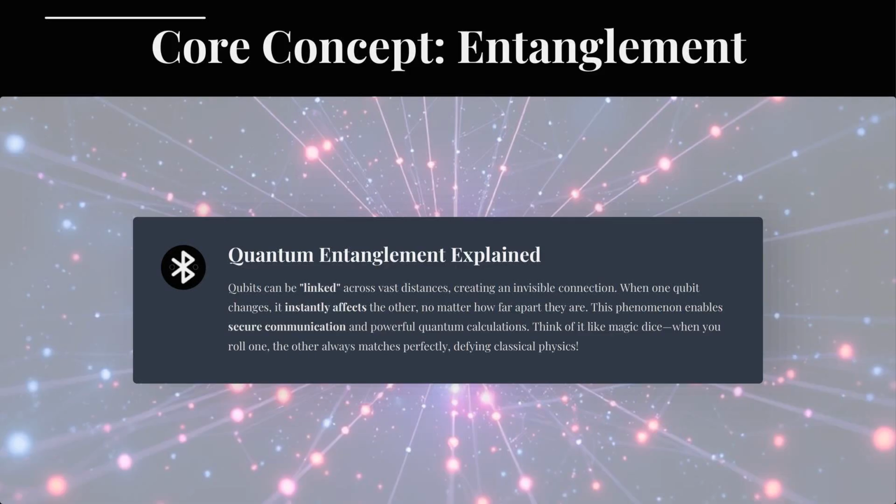Quantum entanglement is one of the most fascinating aspects of quantum mechanics. When qubits become entangled, they form a connection that transcends physical distance. This isn't science fiction. It's been proven in laboratories worldwide. The magic dice analogy helps visualize this concept. Imagine having two special dice that are forever linked, so when you roll one and get a 6, the other automatically shows 6 too, instantly, even if it's on the other side of the universe.